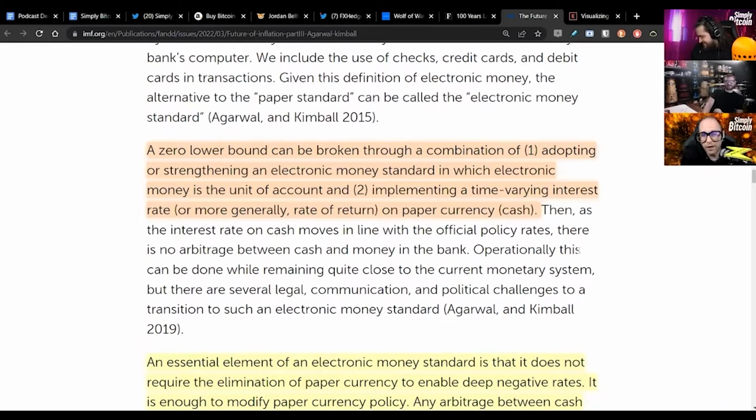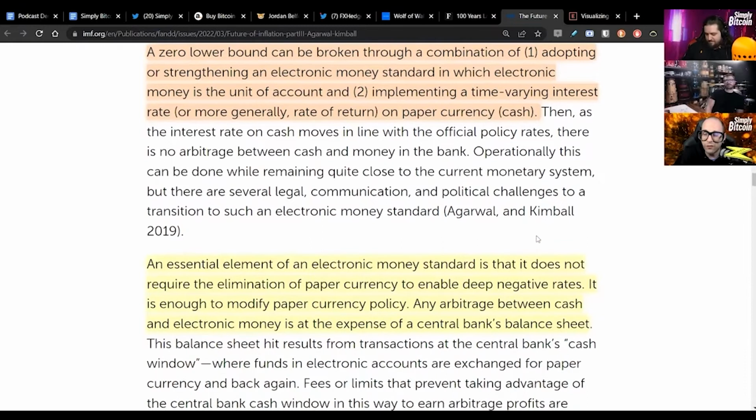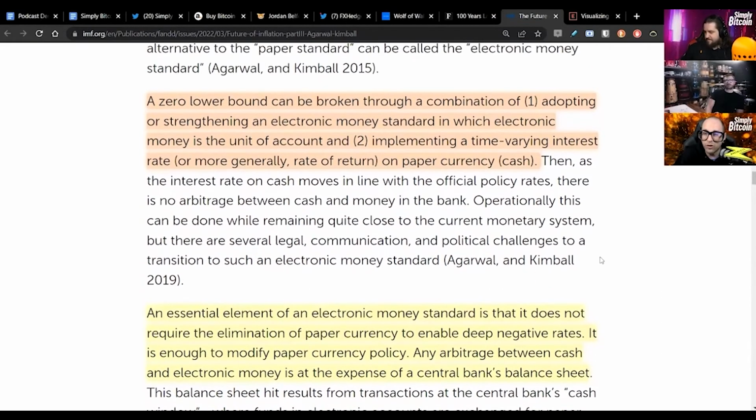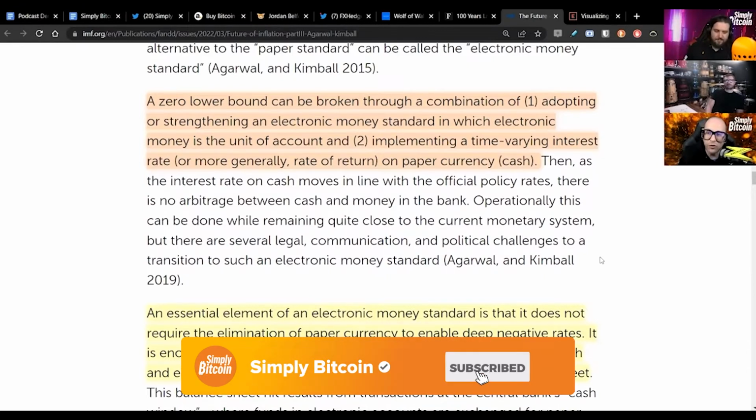A zero lower bound can be broken through a combination of 1, adopting or strengthening an electronic money standard in which electronic money is the unit of account, and 2, implementing a time-varying interest rate, or more generally rate of return, on paper currency, cash. So they want to figure out a way to steal from your cash. They want to make it less valuable constantly. They want to make sure that the cash you have is subject to this negative interest rate constantly.